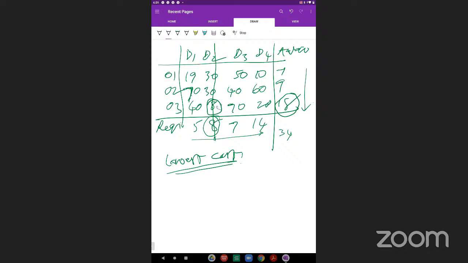So its corresponding demand, the destination center, is over. Then the remaining out of 18, 8 will be over. So the balance is 10 will be there.